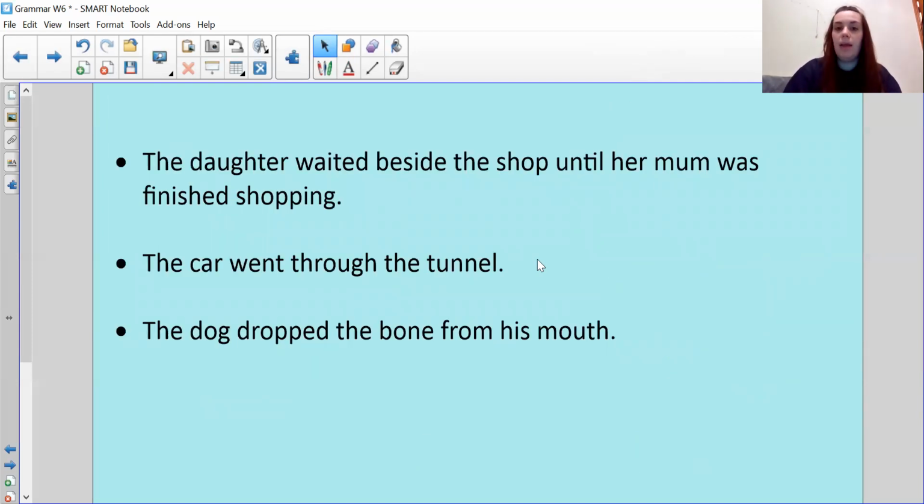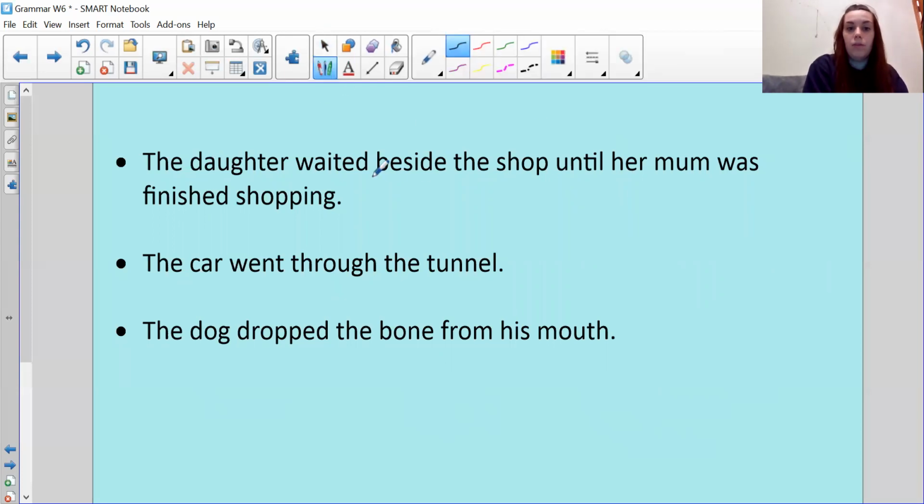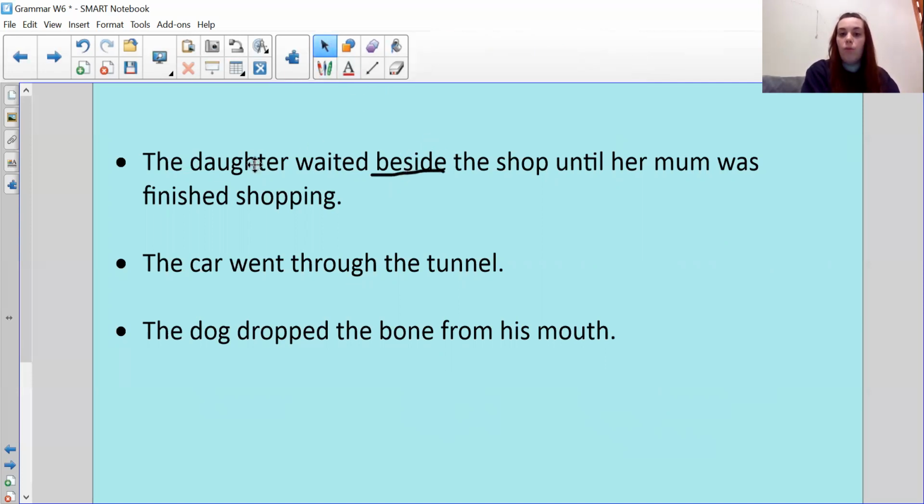Okay, let's have a go at seeing if we can find the prepositions in these sentences. The daughter waited beside the shop until her mum was finished shopping. Where do you think the preposition is? Well done if you thought it was beside the shop. That's telling us where the daughter waited. What about the next one?